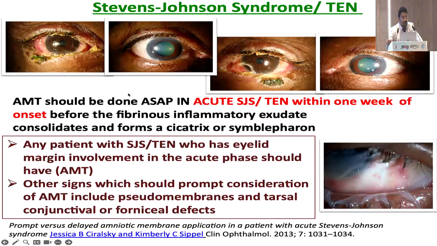So this happens in which cases? SJS, if it is not managed properly in the acute stage, then the chronic stage will happen. AMT should be done as soon as possible in acute SJS, within 1 week of the onset, preferably within 72 hours, before the fibrinous inflammatory exudates get consolidated and form the cicatrix in the conjunctiva or form this symblepharon. This is a patient.